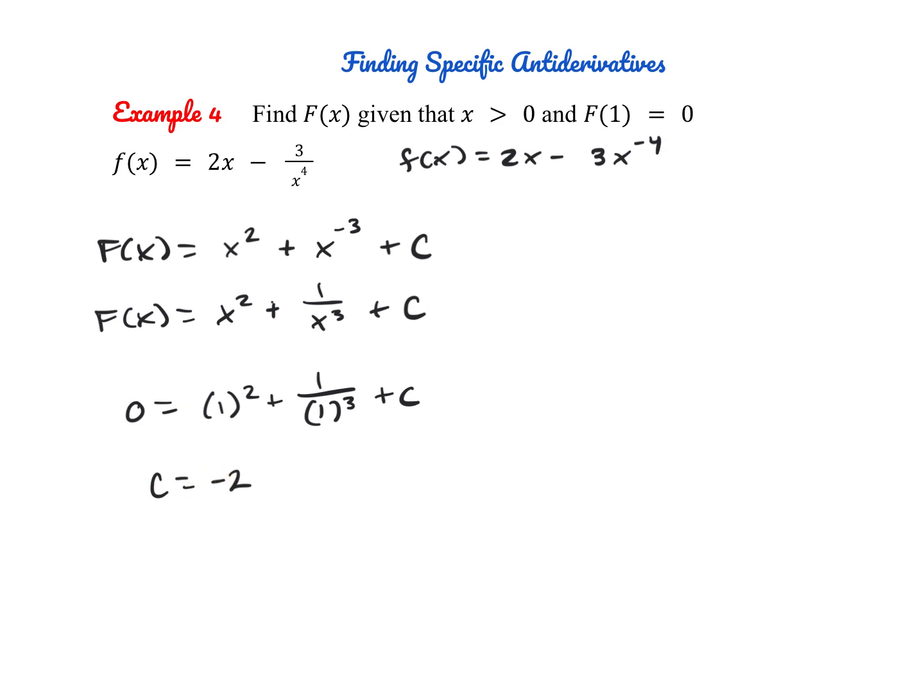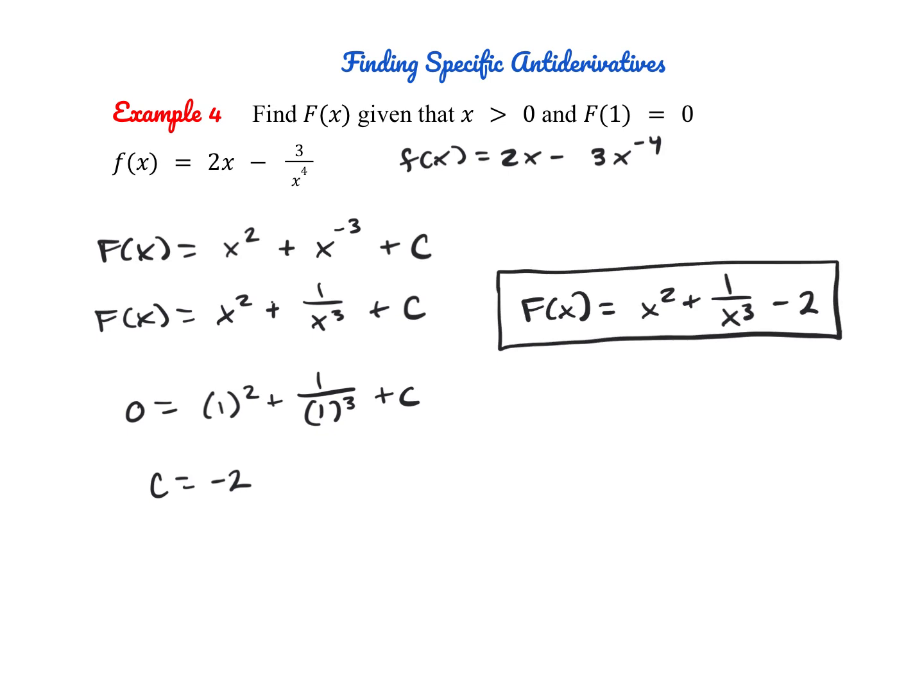So once we know what that is, then we no longer have a general antiderivative, we actually have a specific antiderivative. So it'd be x squared plus 1 over x cubed minus 2. So this will be our final answer.